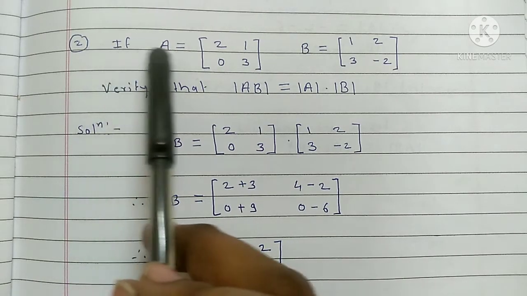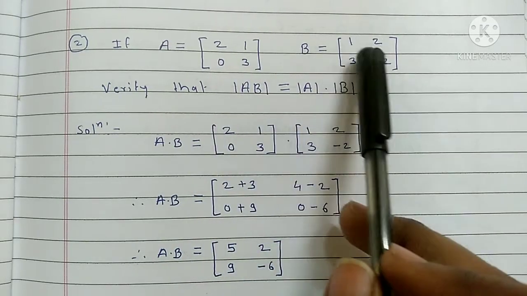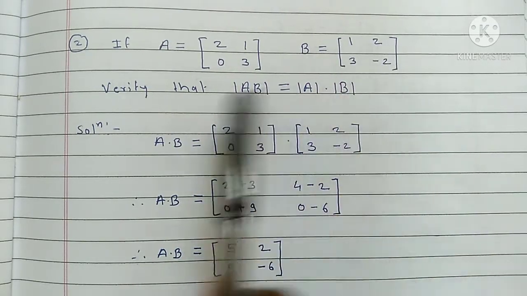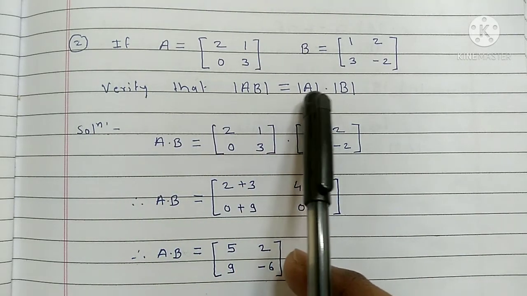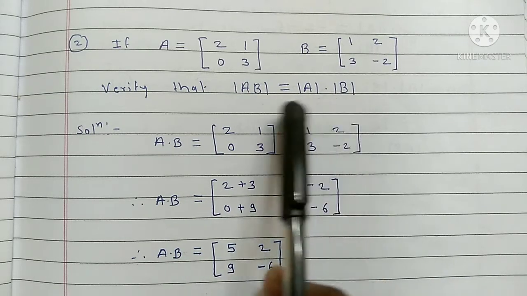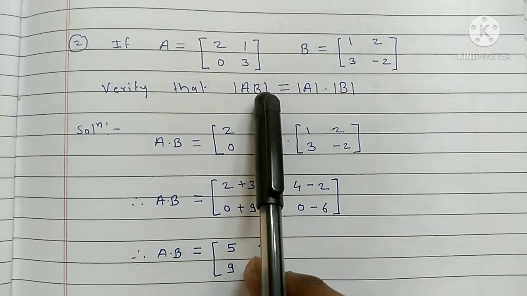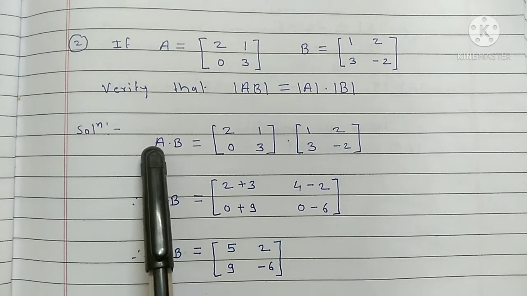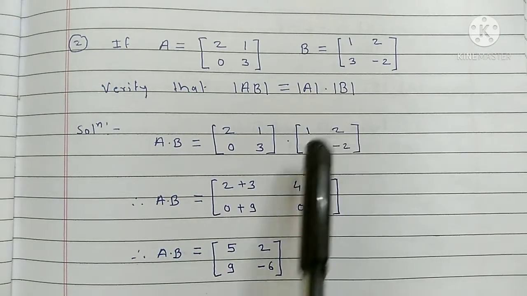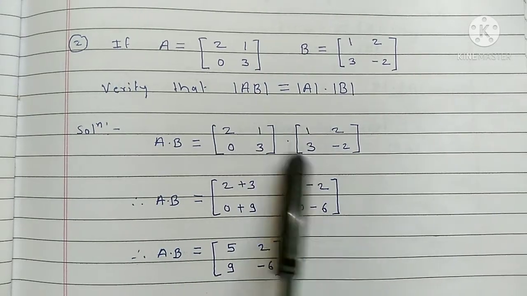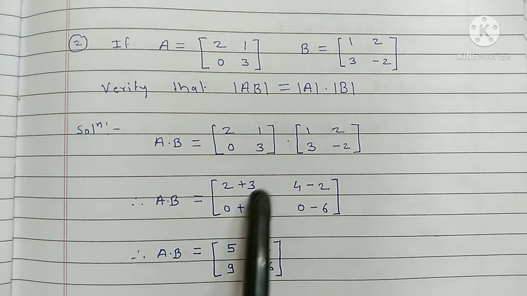Now next sum, if A is equal to matrix 2, 1, 0, 3 and B is equal to matrix 1, 2, 3, minus 2, verify that determinant of AB is equal to determinant of A into determinant of B. So here first we will find AB, then determinant of AB. So let us find AB. So A into B is equal to, this is our matrix A into matrix B. So first row, first column, 2 into 1 is 2 plus 1 into 3 is 3.